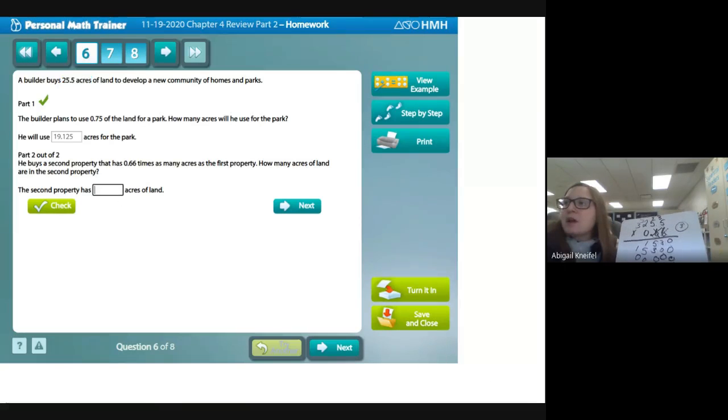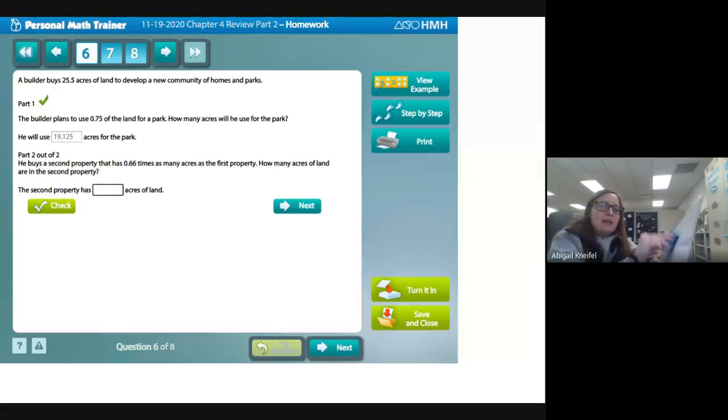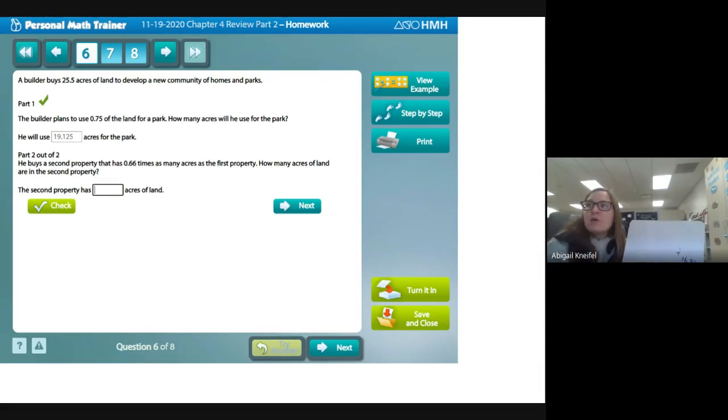No, it is not. Paisley, what do I need to do with this number? You need to multiply it by. All right, we don't need to multiply it. I'm telling you right now, we're not multiplying it. We need to add it to something. We need to add it to the original amount of acres because we know it's 0.66 as much. So I'm going to take my original amount, 25.5, and I'm going to add 16.830 to it. And remember, we're adding, so we need to line up the decimals.